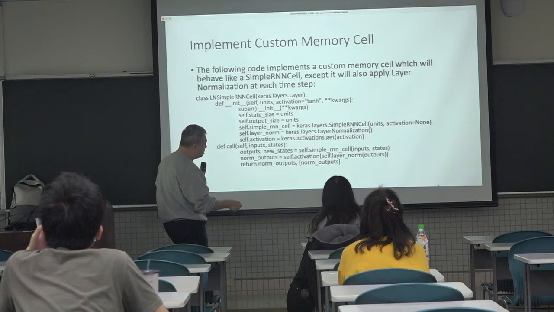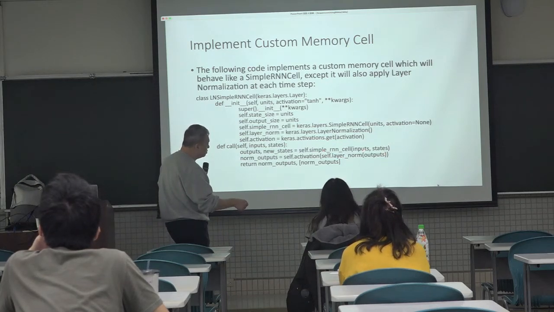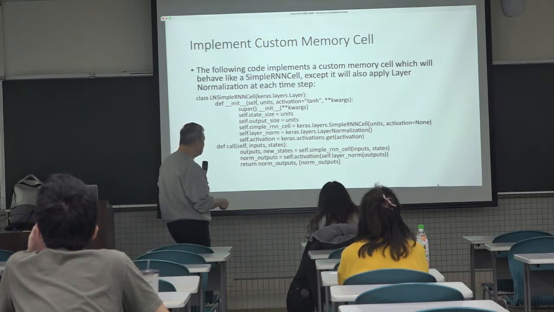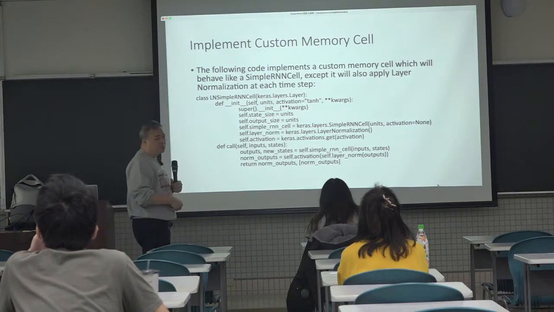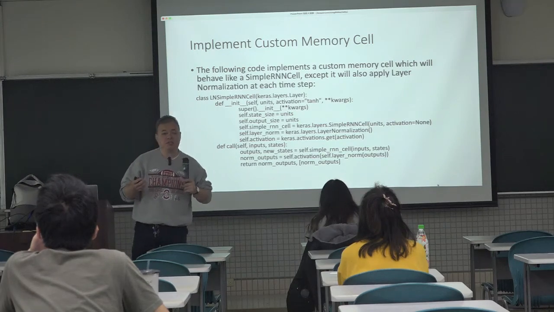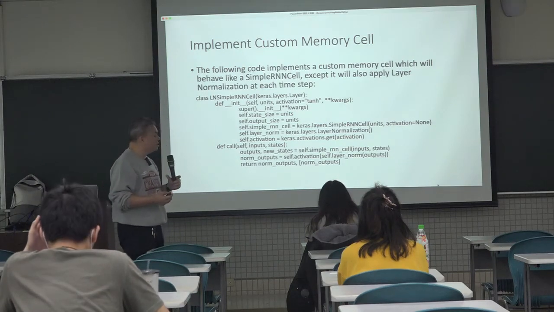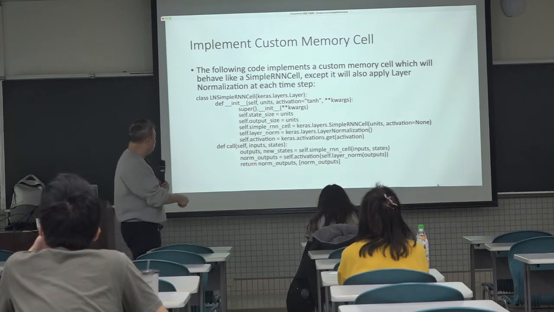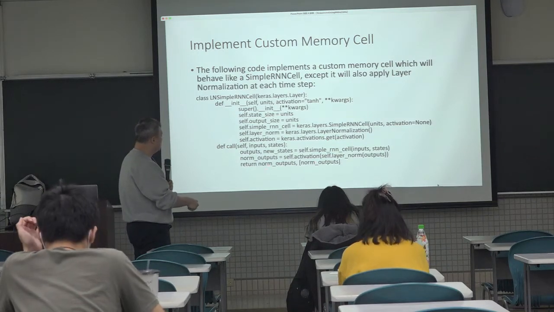Be careful. We first call the self.layer_norm to calculate the layer normalized result, and then apply the activation function to get this norm output. And you can see this norm output is returned twice. Why do we return twice? It is for the same reason: for a basic RNN cell, the state and the output are the same, right? So we return two of the same things.